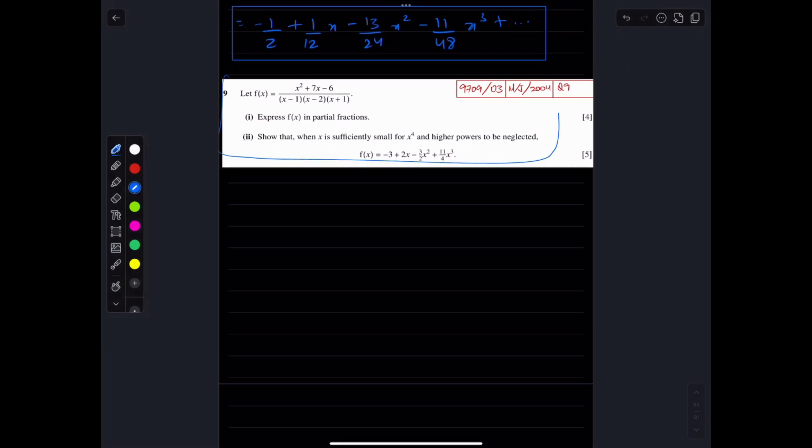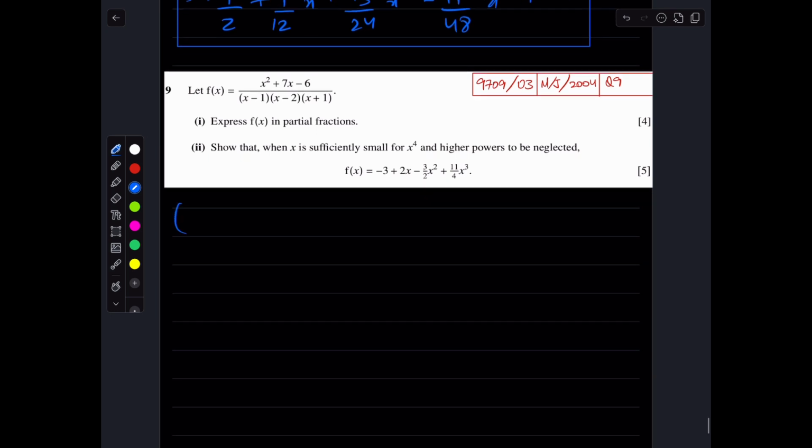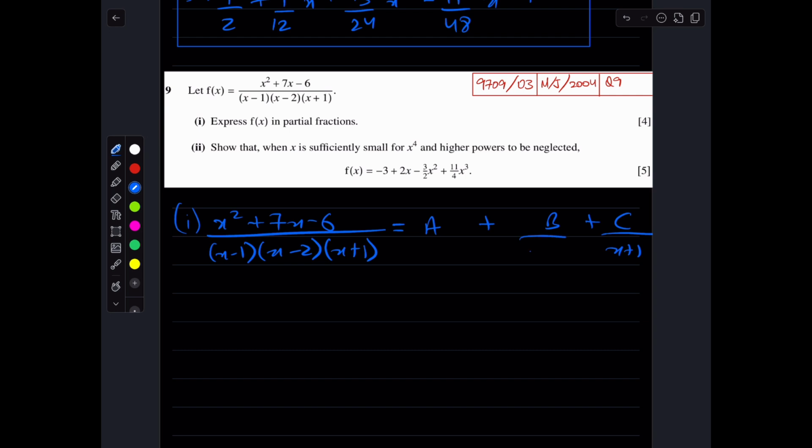Alright, so this question is a prime example of how questions are framed in A level pure mathematics 3. So the first part, as usual, asks us to express f of x in partial fractions. So first of all, write f of x down again, x plus minus 2 and x plus 1. And then equate this to the standard partial fraction expansion with 3 denominators, and finally x minus 1.